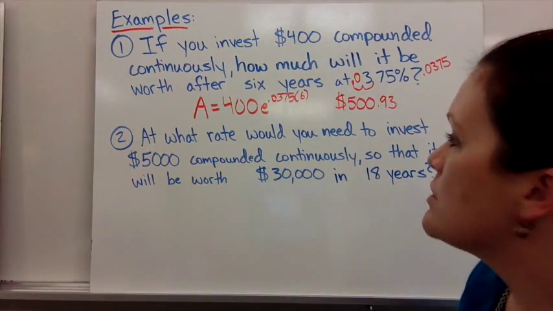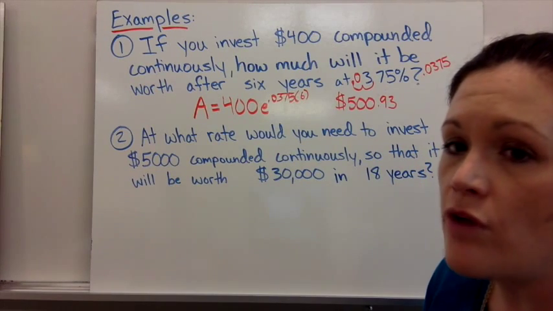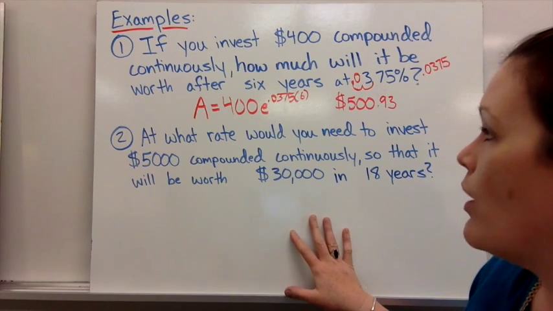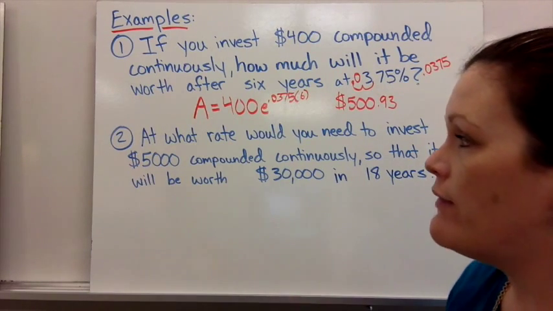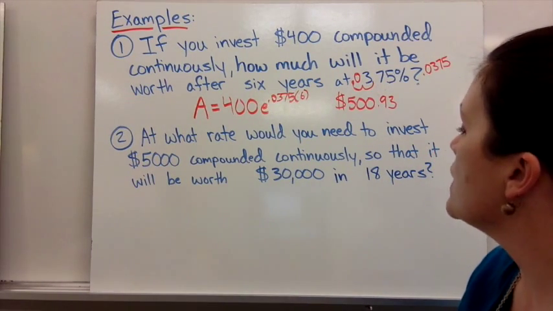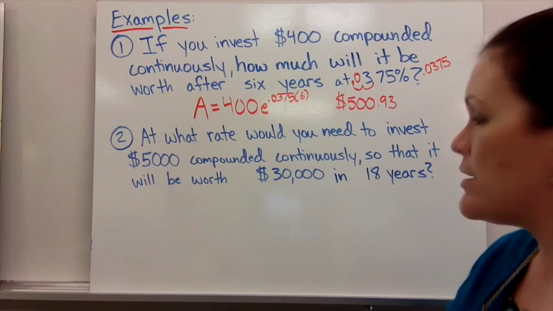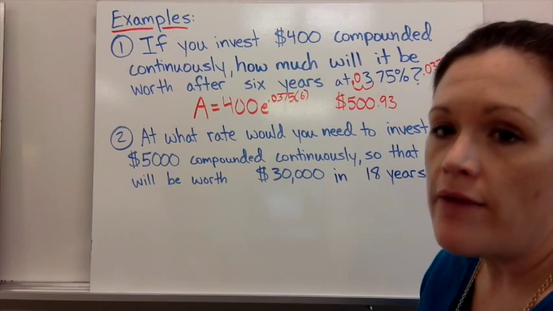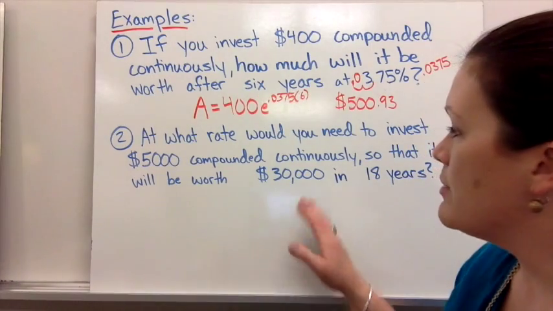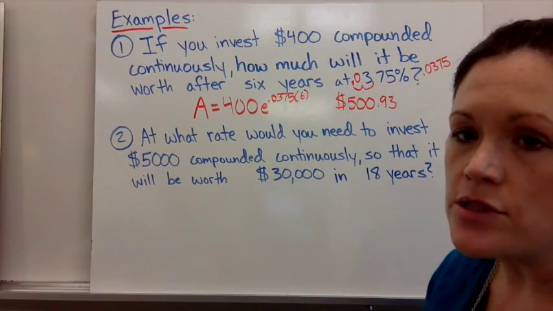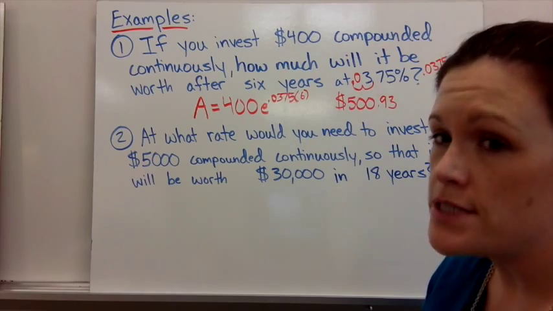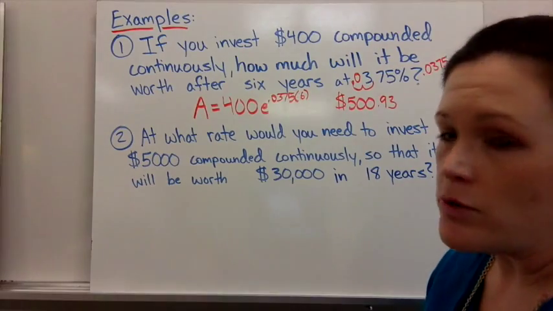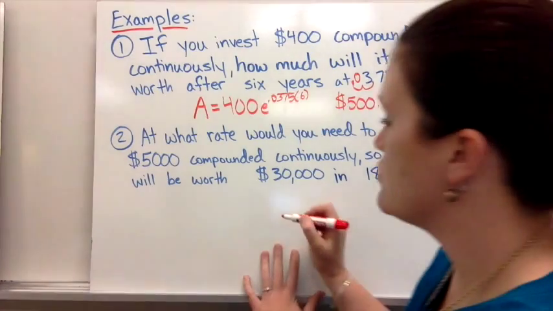But what if they ask you something about rate or time and you have to solve for the R or the T value? You would do this. So at what rate would you need to invest $5,000 compounding continuously so that it will be worth $30,000 in 18 years? So this could be a parent that's going to invest $5,000 and try to make it become $30,000 for their child to go to college. Now, $30,000 these days is really not an awful lot, but it still would be a lot to get you started with. So it's a good example of that sort of thing.